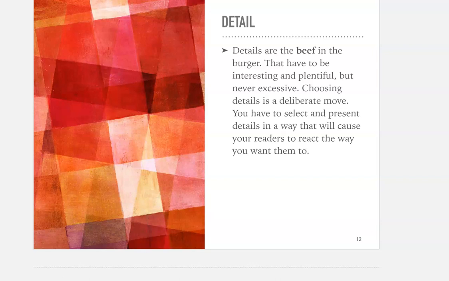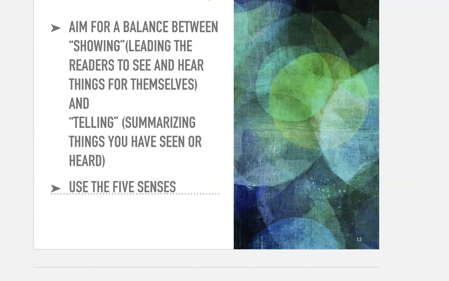So if the beginning and ending are your buns, your details are really the meat of your burger, the beef of your burger. They have to be interesting and plentiful, but it can't be too excessive. If the patty is too big, then it ruins the burger, and if it's too small, it leaves you wanting more. So choosing those details is a deliberate move that will make you a better writer. And you have to select them. It's purposeful in a way to keep your audience interested.